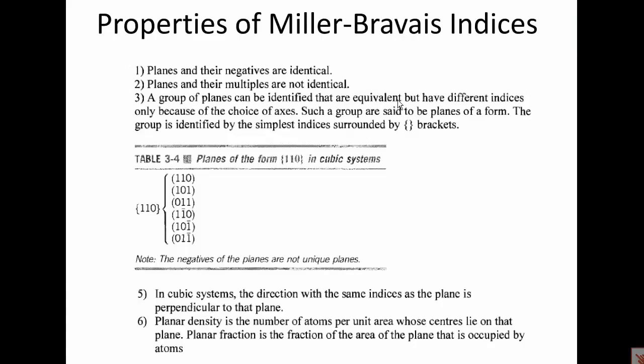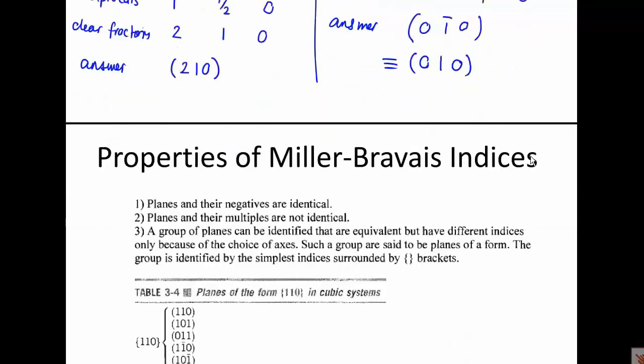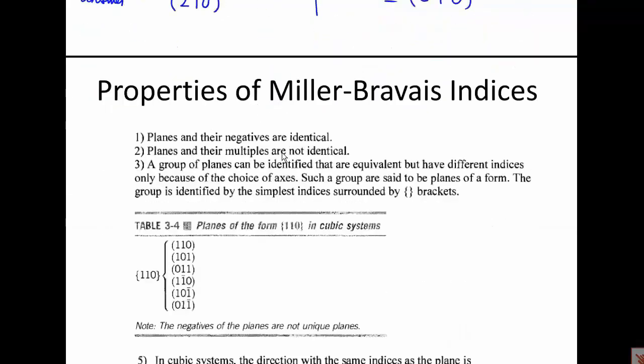Let's look at the properties of Miller-Bravais indices. Planes and their negatives are identical. So here we had a negative, but we could also say this is equivalent to 0, 1, 0 if we multiply the whole thing by -1. Planes and their multiples are not identical. When we multiply a plane by a scalar, we are actually creating a set of planes that are more finely spaced.